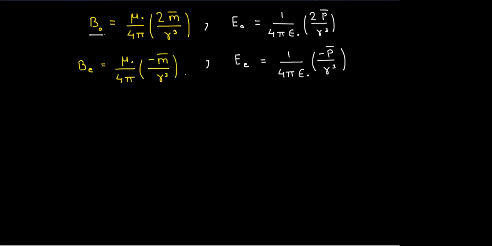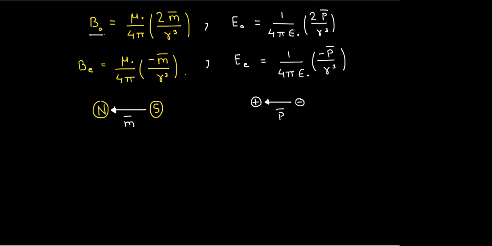The direction of the electric dipole moment is from negative to positive. This is the direction of the electrical dipole moment. What do you think the direction of the magnetic dipole moment is? North to south? No. South to north. This is your magnetic dipole's direction.